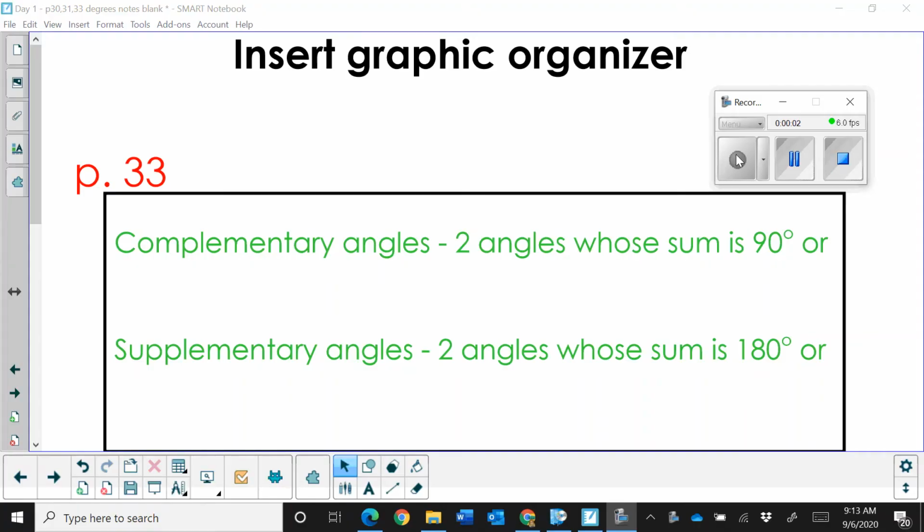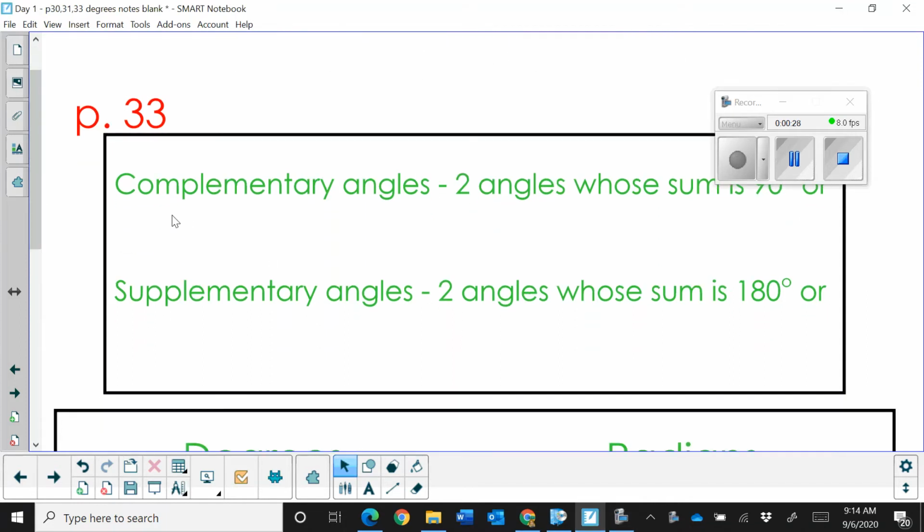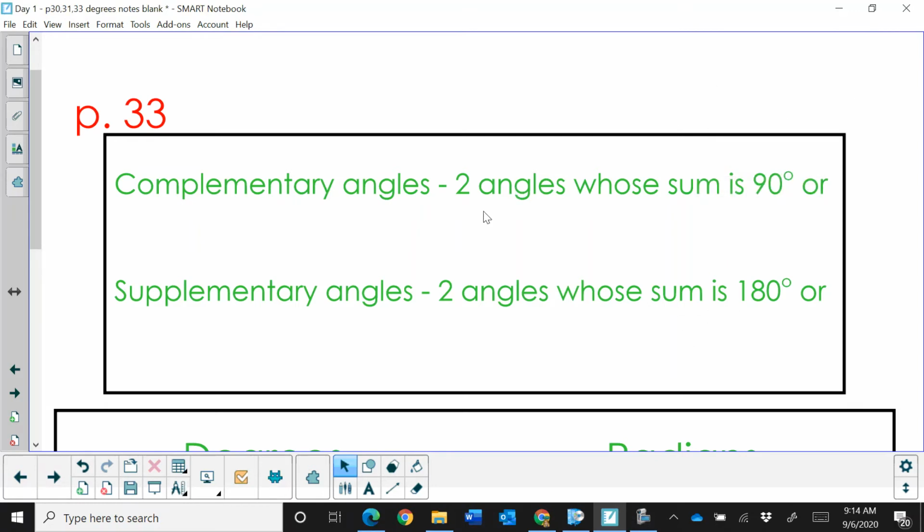Hey guys, we're going to now look at complementary and supplementary angles. So you should be on page 33 of your interactive notebook. And we're going to take this page and kind of split it in half. The left side is going to be degrees. The right side we're going to cover tomorrow, and that's radian measure. But on the top of this page, let's go ahead and define what are complementary angles and what are supplementary angles. Okay, complementary angles are angles whose sum is 90 degrees.